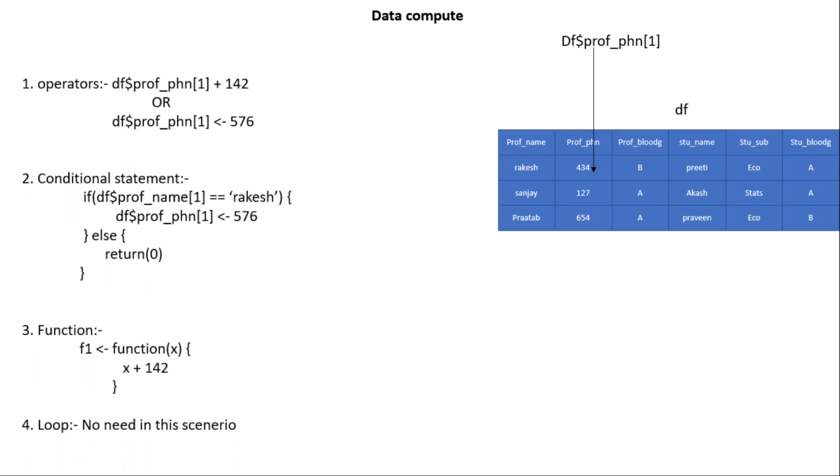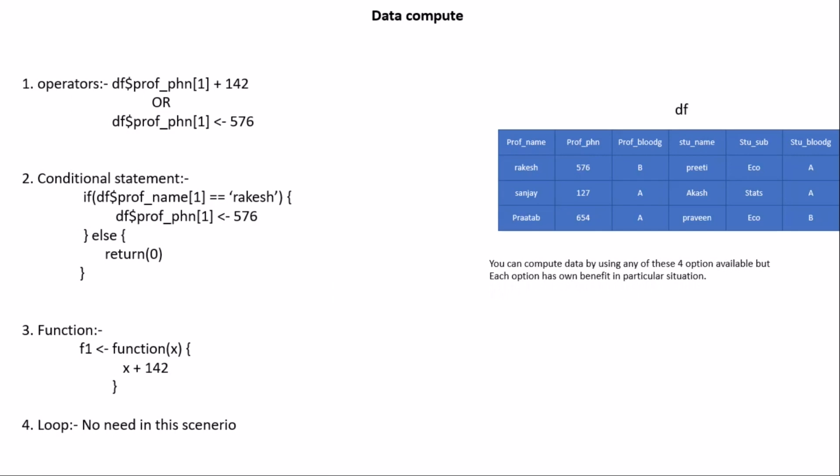Now I just write a command. First I write the operator, then the conditional statement, function, and loop. In this scenario we don't need a loop. If you run all these three things, when you run, what happened is that you get 576.